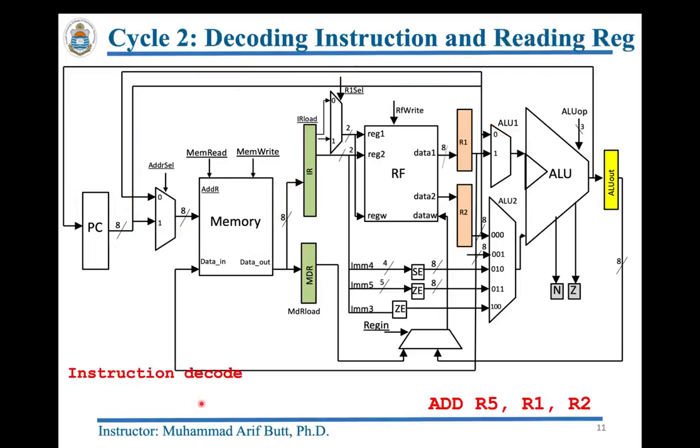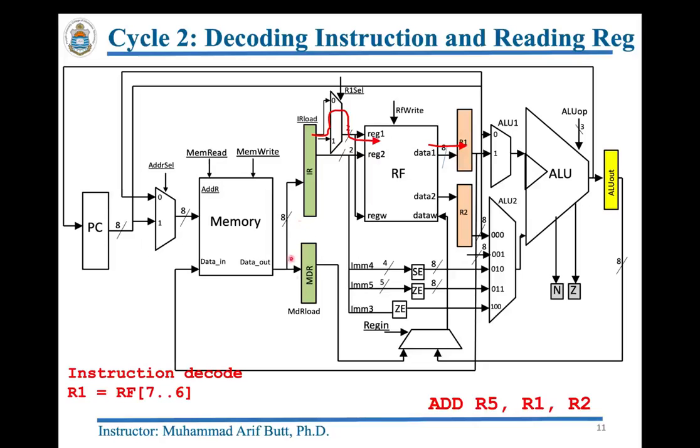Okay, let's talk about cycle 2. In the second cycle, the instruction in the IR register over here is decoded. The control unit will take a look at the opcode in order to decide what should be happening in the next cycle.